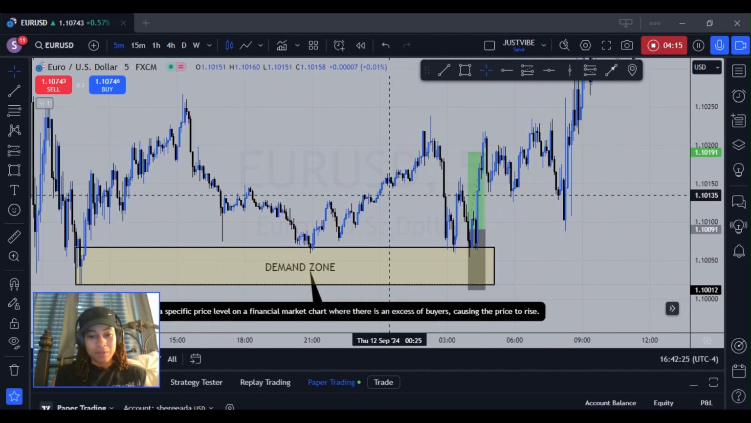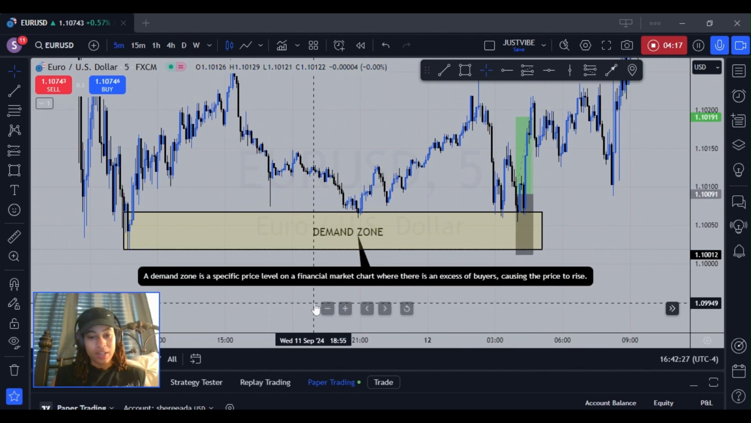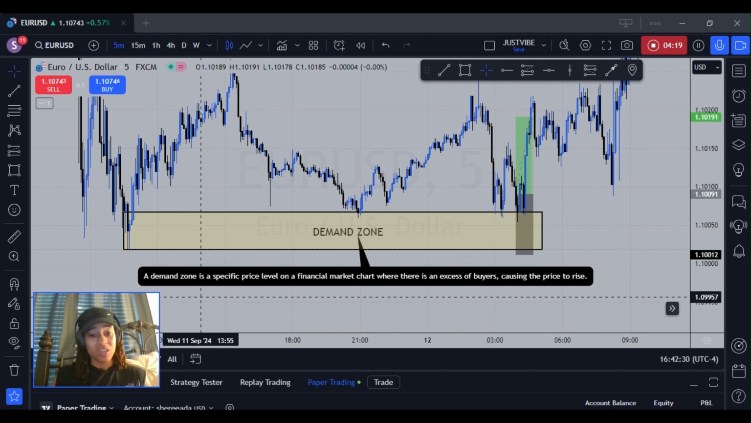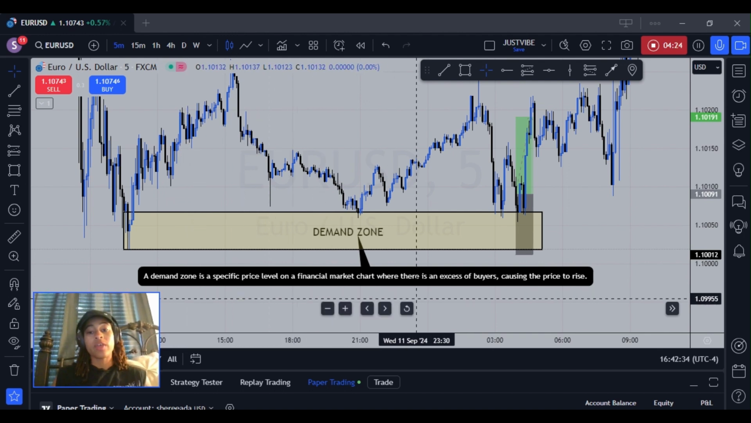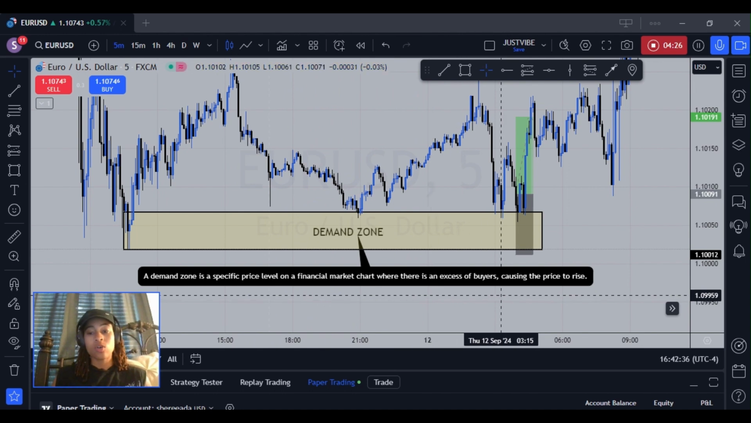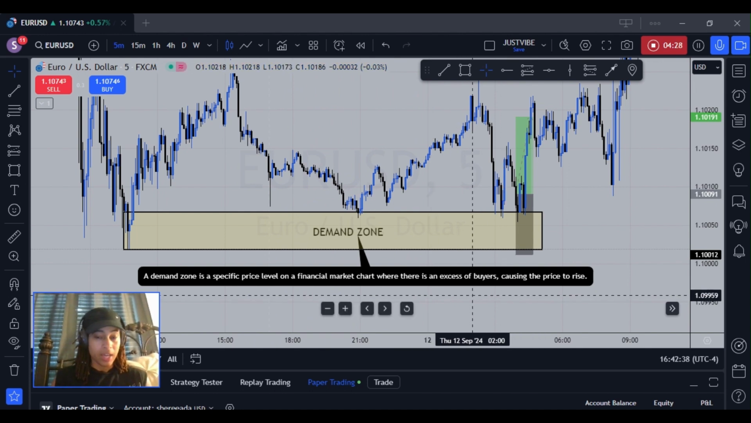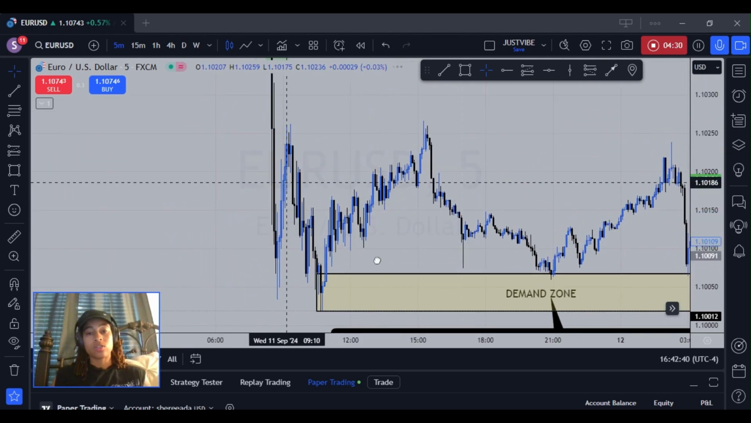All right, please write down these notes. A demand zone is specifically a price level on a financial market chart where there are excessive buyers causing the price to rise. So that means, like I said, buyers are in the market. Let's go to the next one.